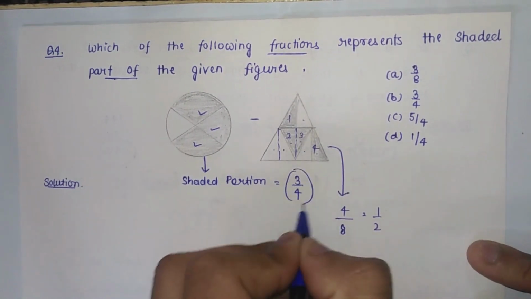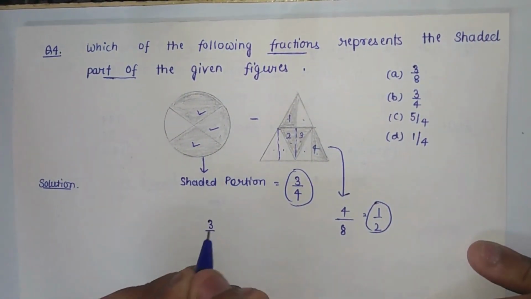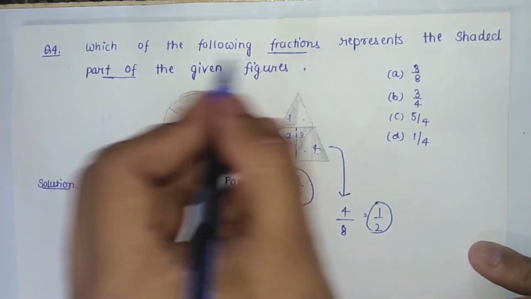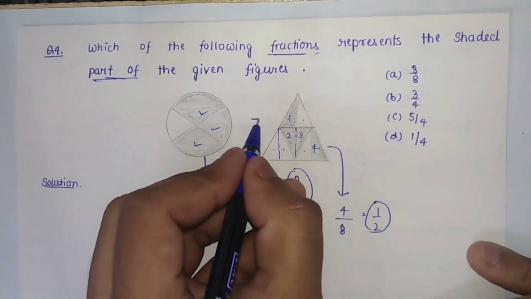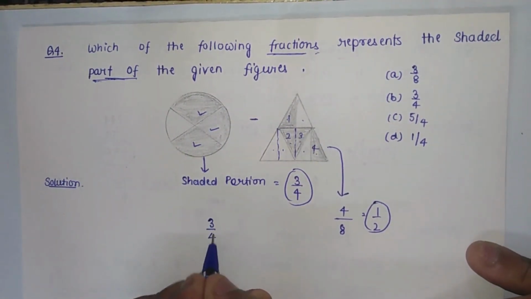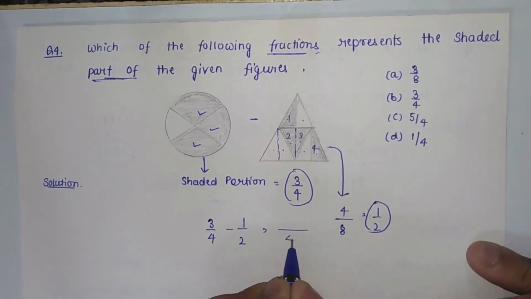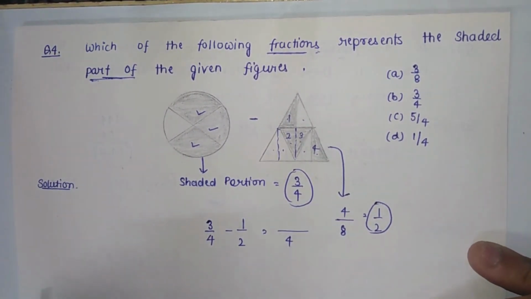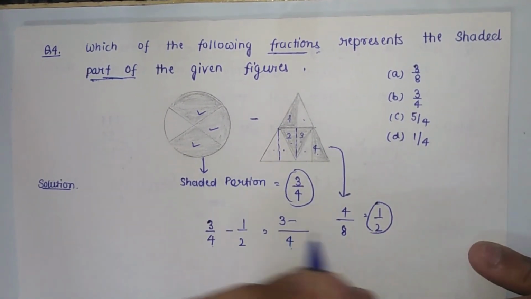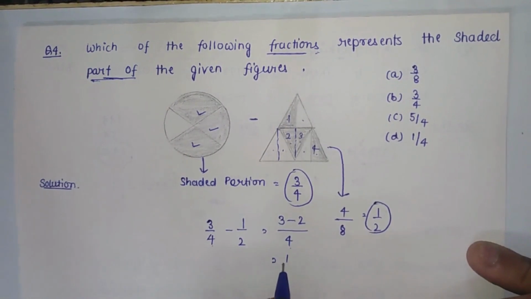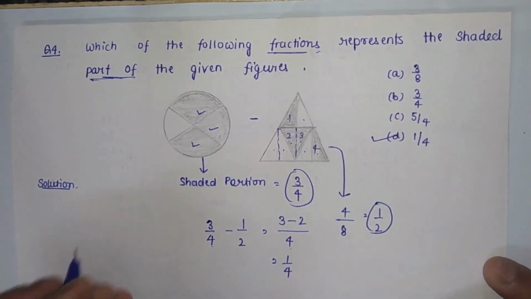Now we have to take the difference of this, and we will get the answer, because it is being asked which of the following fraction represents the shaded part of the given figures. And we have performed the subtraction in between. So 3 by 4 minus 1 by 2, it will be equal to, I will put 4 here, and LCM of 2 and 4 is 4. So this will be 3 minus 2 over 4, and this will be equal to 1 by 4. So option number D will be the correct answer.